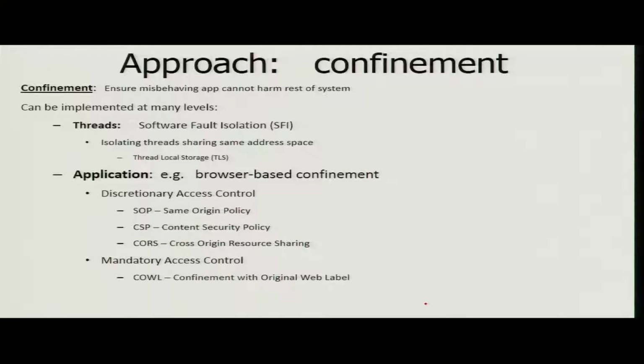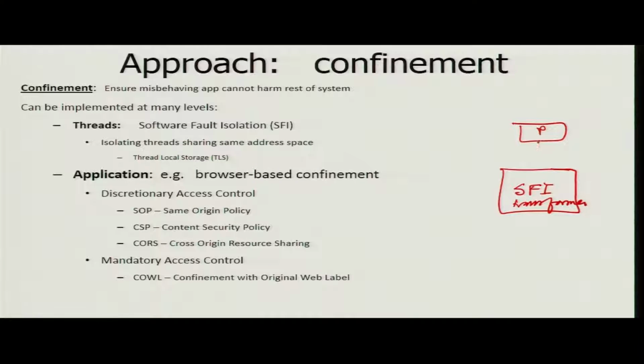There are other techniques such as software fault isolation. So what is software fault isolation? The idea is that if you have software that you don't trust, let's call it a program P, and then you have an SFI transformer.